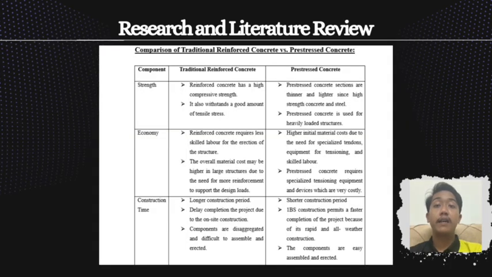So this is a table of comparison of traditional reinforced concrete and pre-stressed concrete in terms of components, strength, economy, and construction time.